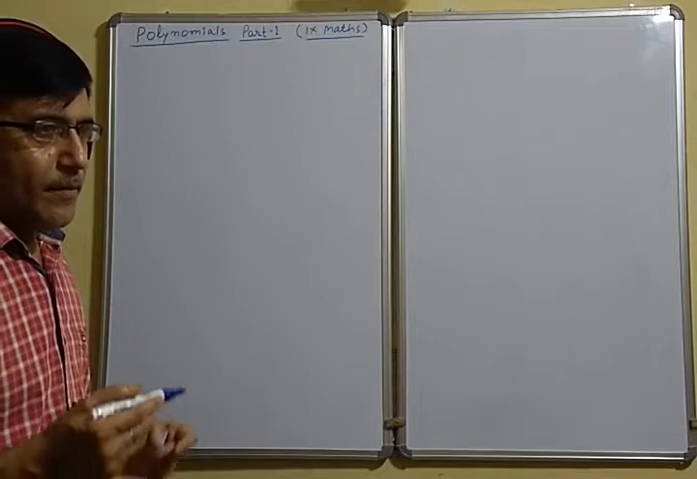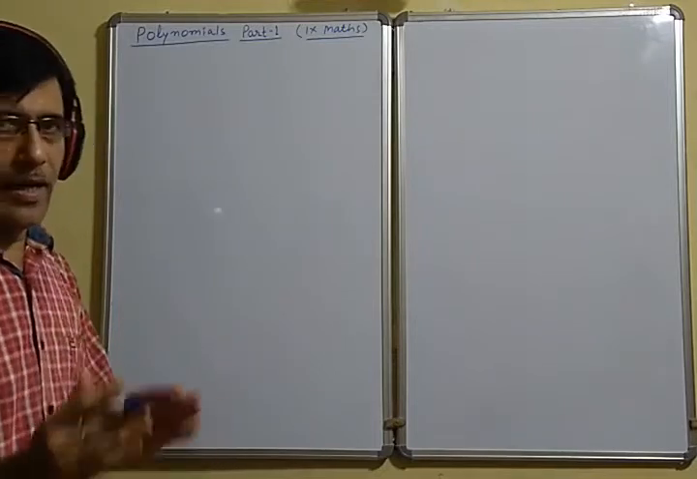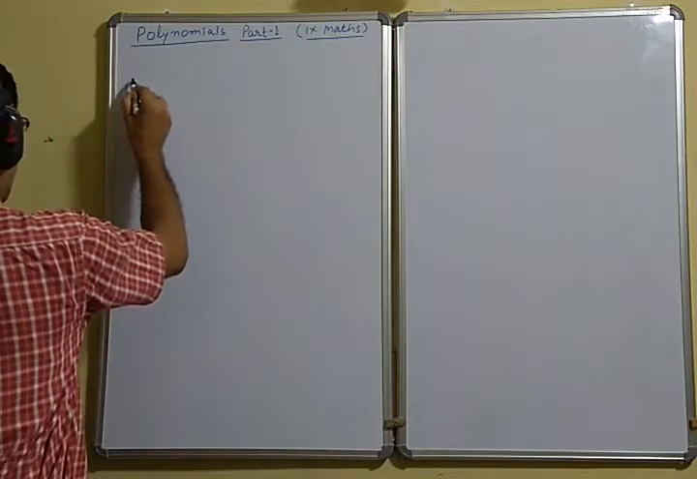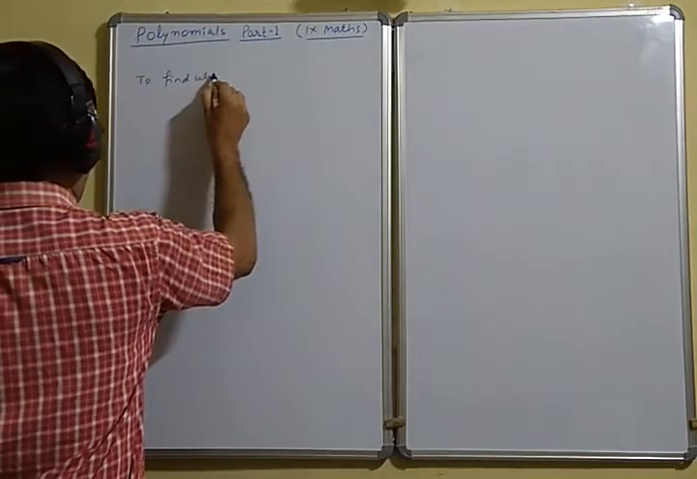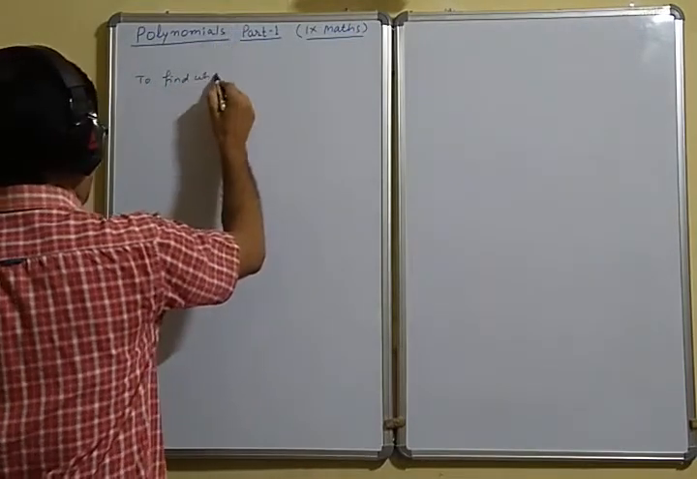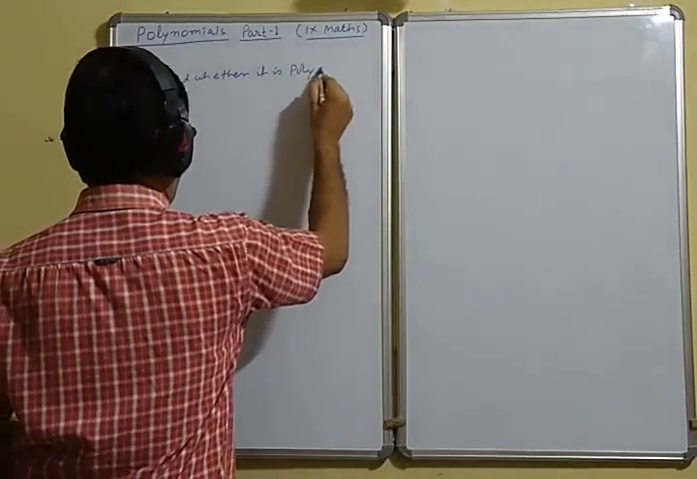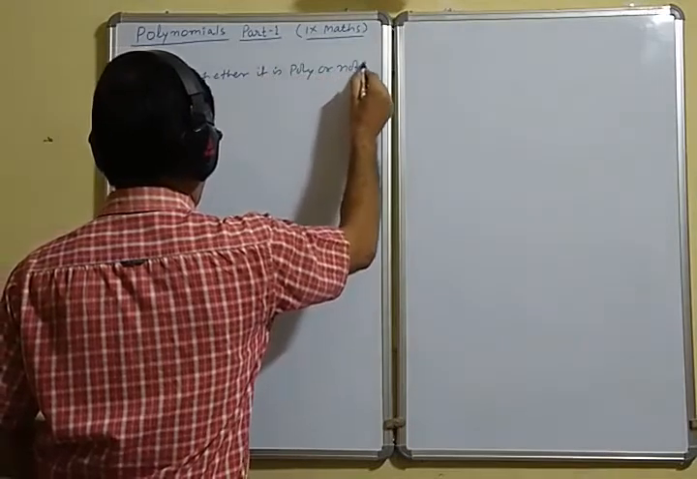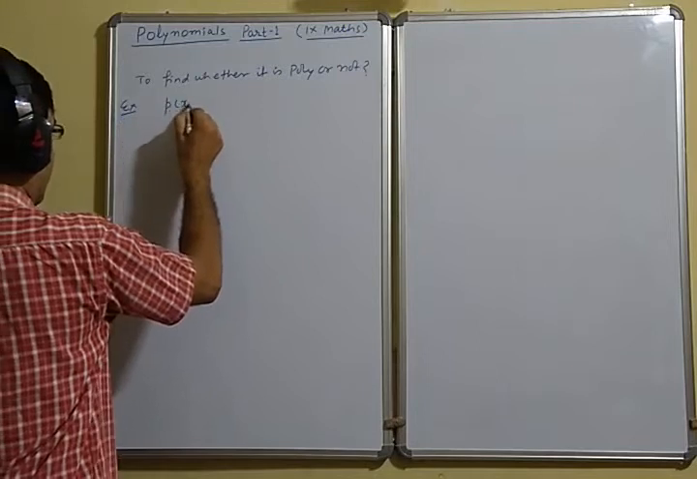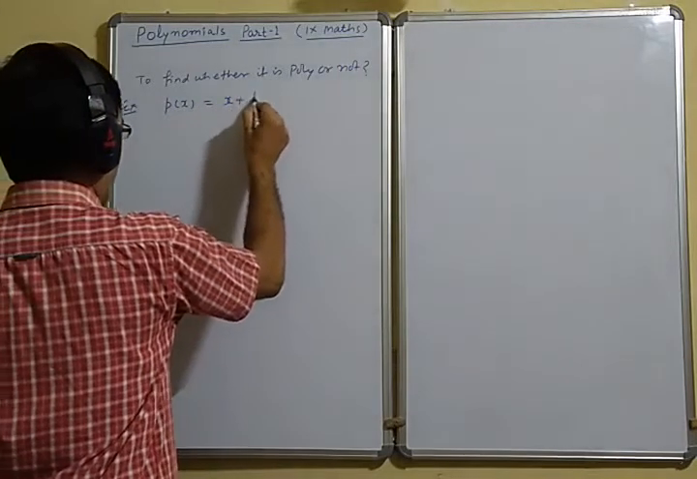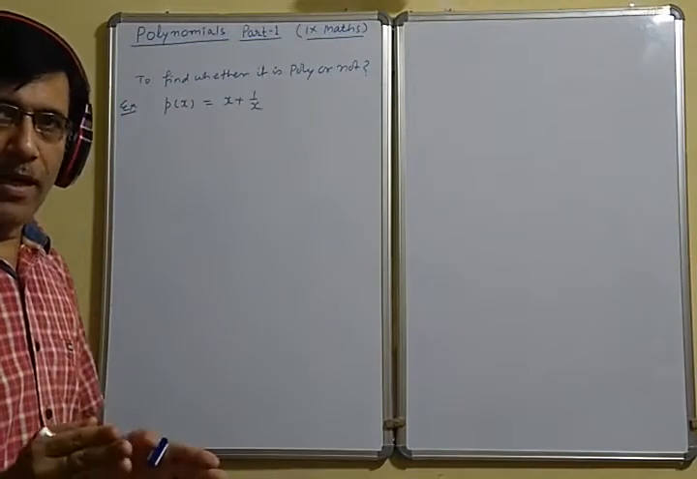Now let us see some examples to understand whether the given expression is a polynomial or not. Take an example, P(x) is x plus 1 upon x. Now we have to check whether it is a polynomial or not.